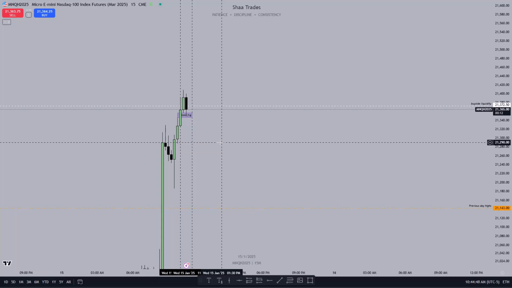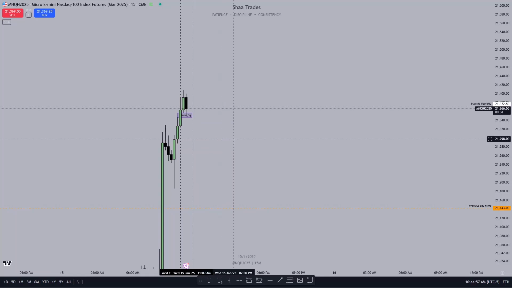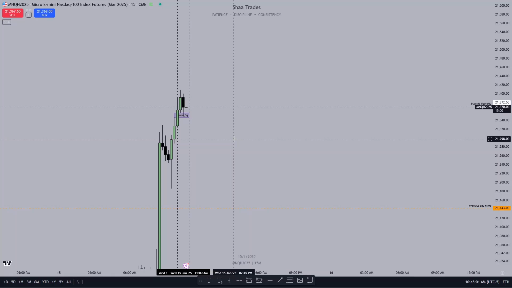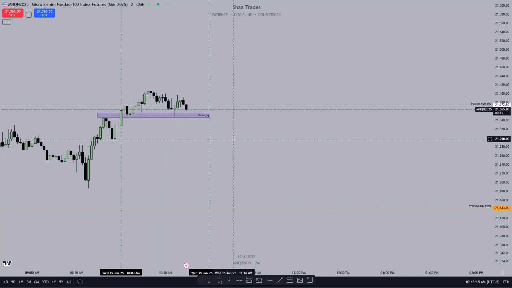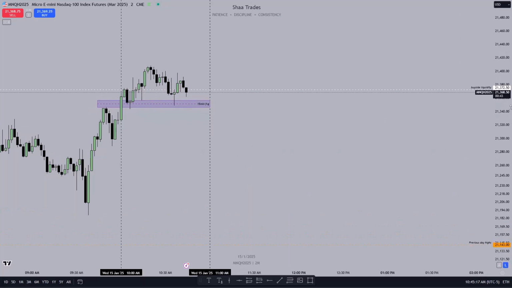All right, so looks like price is gonna keep that intact there. So now let's drop down to the 2-minute, and what I'm also looking at too, if we look at the time, it is 10:45, so it's right about where the 10:50 to 11:10 macro is. So price might want to do something there.